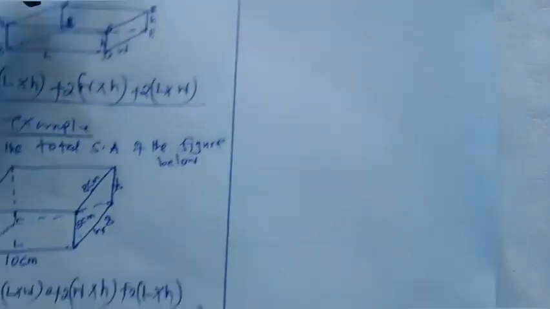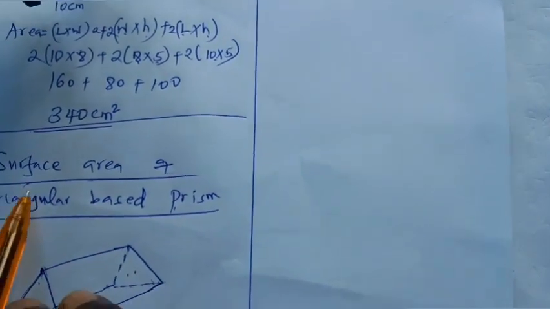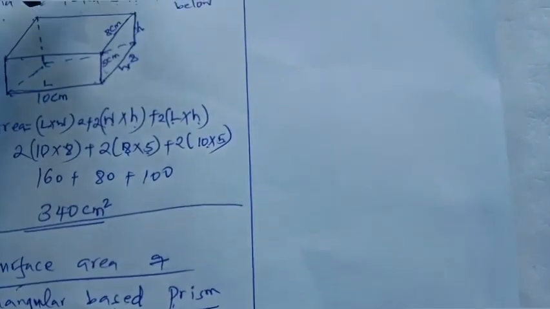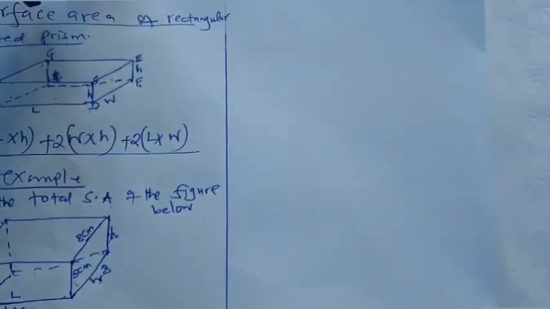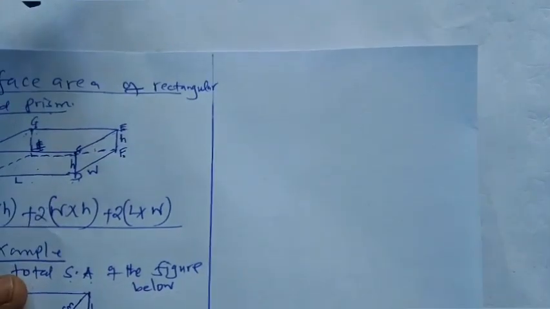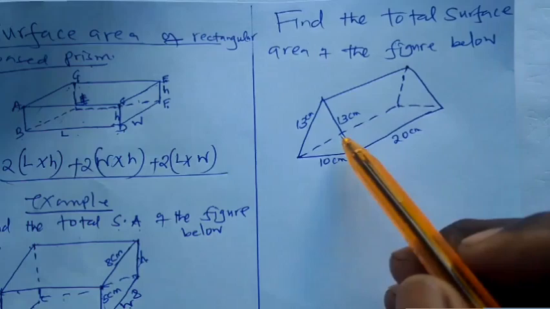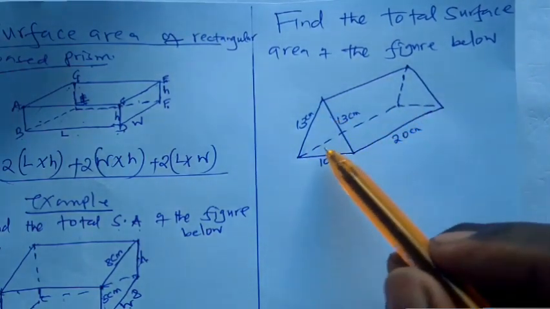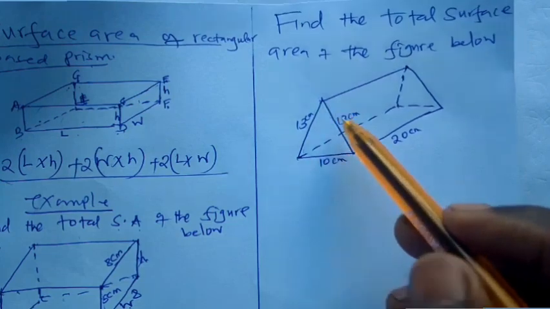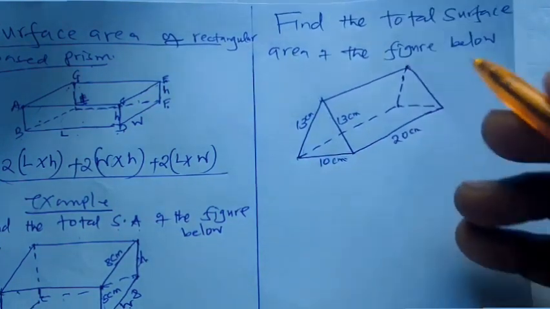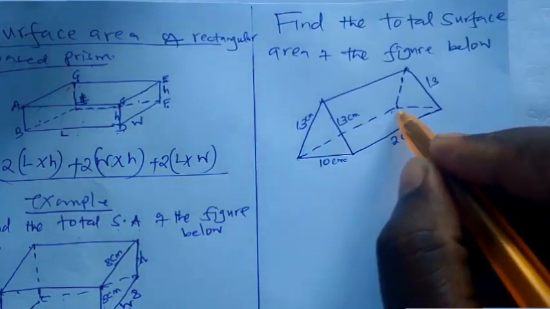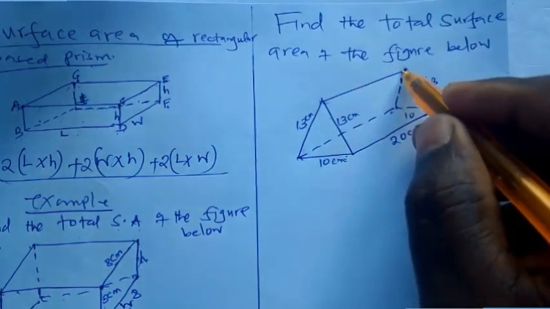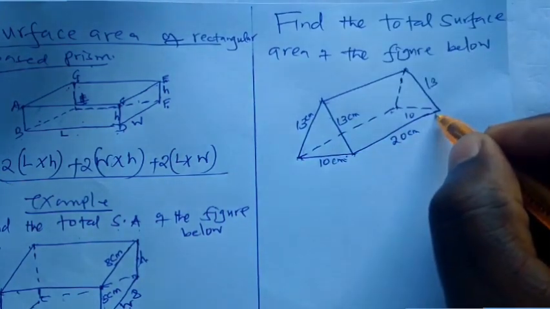So to calculate the area of a triangular-based prism, we approach it this way. We have 2 methods. We will do both of them. You can see very well, this is an isosceles triangle. So from here up to here is 13, from here up to here is 13, meaning from here up to here is also 13. The base is 10, and the length of the prism is 20. You will need to know that.